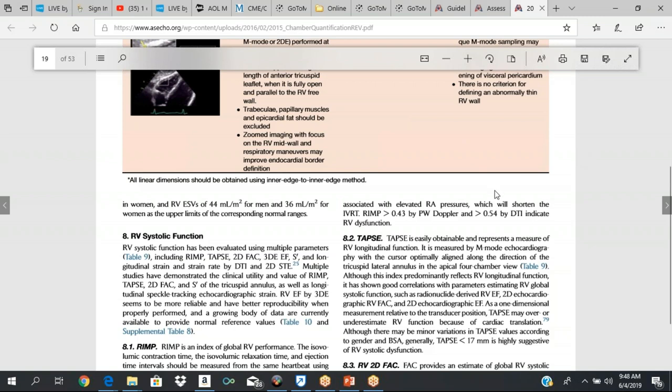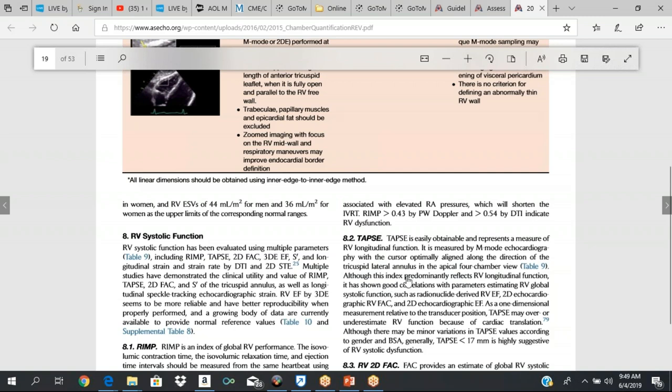So TAPSE is a very important measurement. It is measured by M-mode echo with the cursor optimally aligned along the direction of the tricuspid lateral annulus in the apical four chamber view, okay?